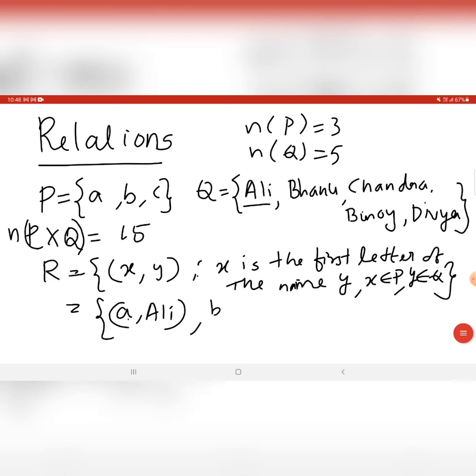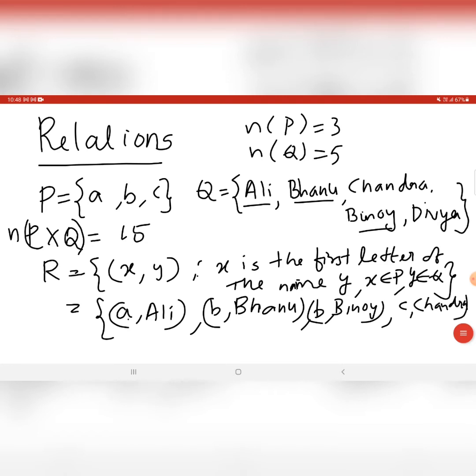Next B. x equal to B means the name y should be a name starting with B. So two chances are there, Bhanu and Binoy. So you will get two pairs, B Bhanu and B Binoy. Next letter is C. There is only one name starting with C, that is Chandra. So C Chandra.